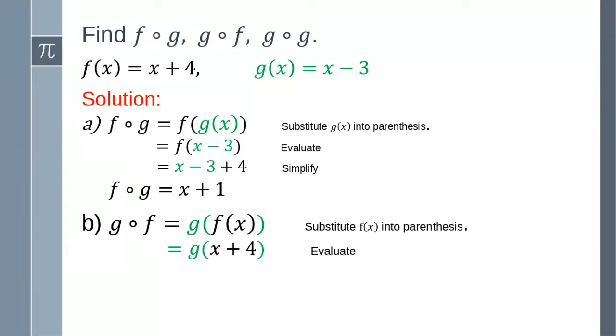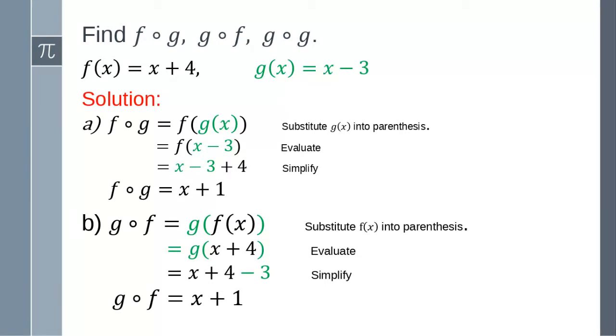So what that means is we're going to take everything in the parentheses and we're going to go to the function g, and wherever we see an x, we're going to replace it with x plus 4. Okay, so here, the x was replaced by x plus 4. And if we simplify, we get x plus 1. So here, if you notice, f composed of g gave us x plus 1. G composed of f also gives us x plus 1.